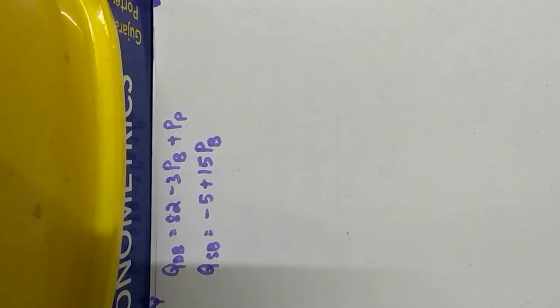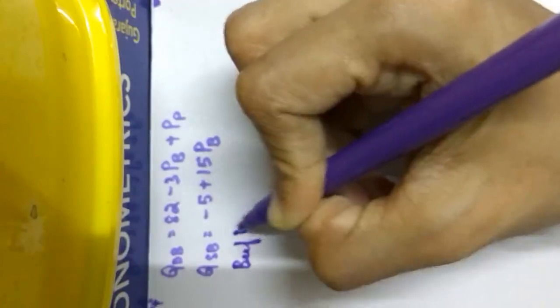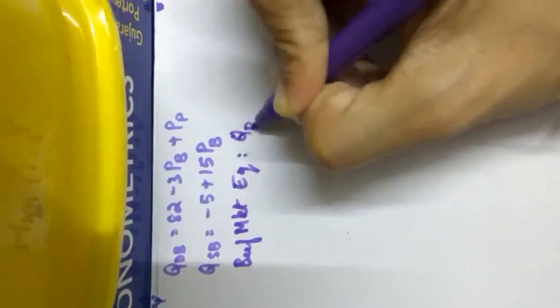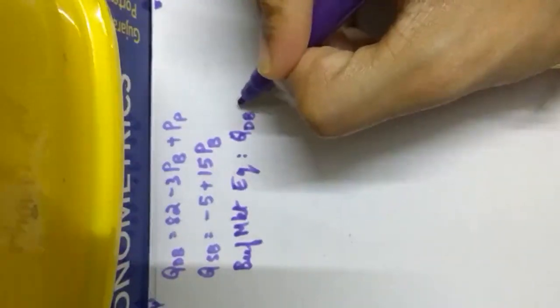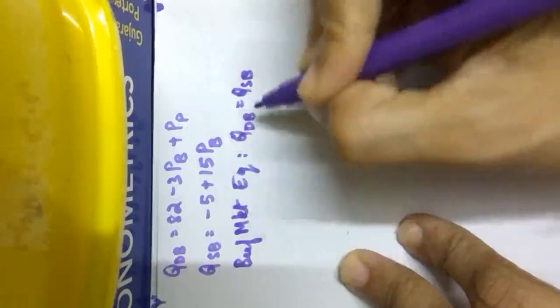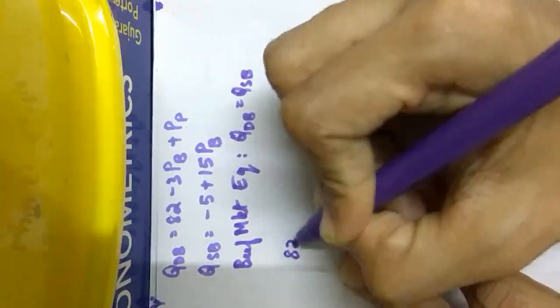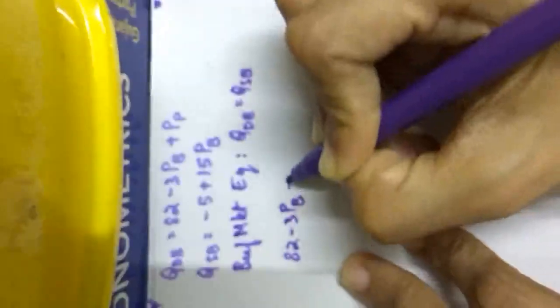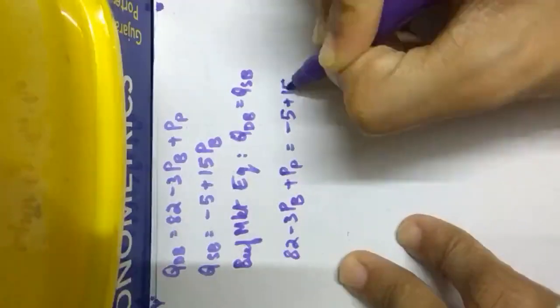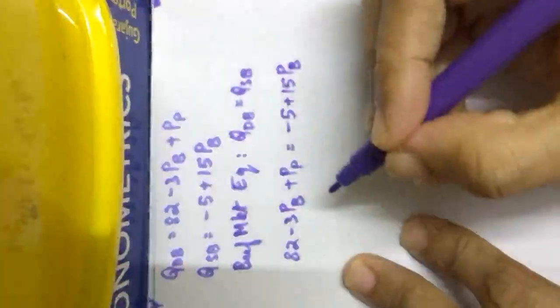Now, what is written right now is the quantity demanded for beef and the quantity supplied of beef. So the beef market equilibrium is determined when quantity demanded of beef is equal to the quantity supplied of beef. So I can derive that. Instead of quantity demanded, I am writing the first equation, 82 minus 3 times PB plus PP is equal to minus 5 plus 15 times PB, which is price of beef.